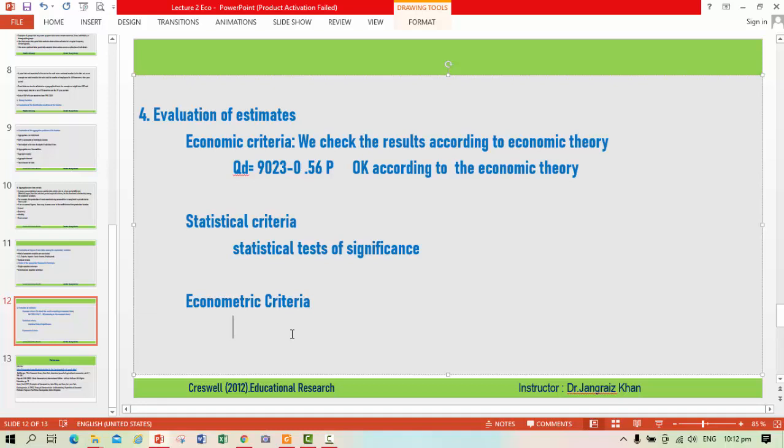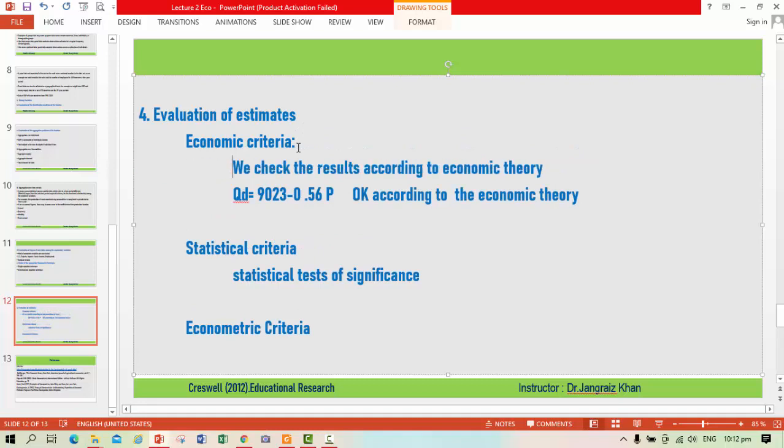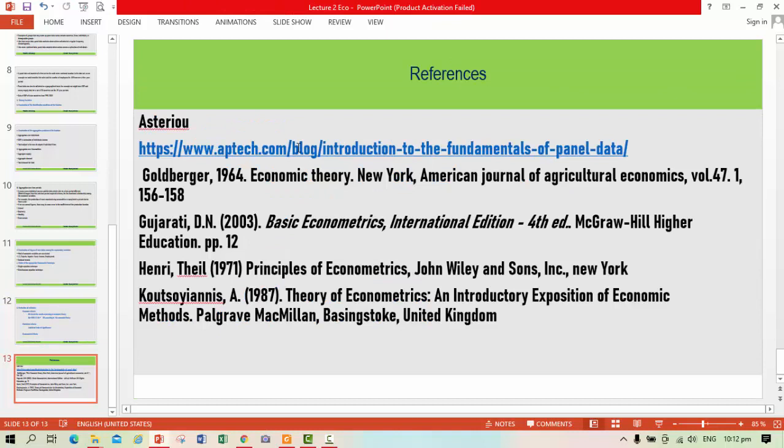So in the methodology of econometrics, the last step is evaluation of estimates, and we evaluate the estimates from three points of view: the economic criteria, the statistical criteria, and the econometric criteria. So this is the end of the lecture. You can read these books, Gujarati's Basic Econometrics and Koutsoyiannis's Theory of Econometrics especially. Thank you very much.